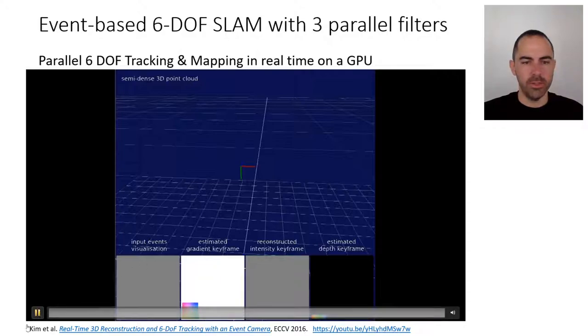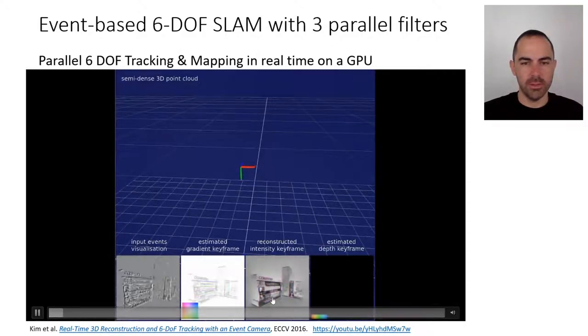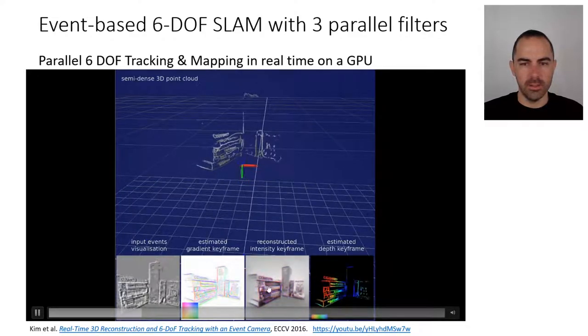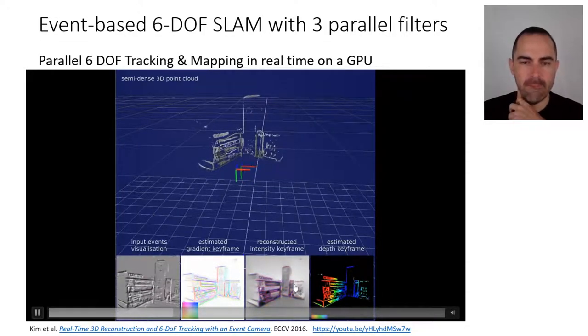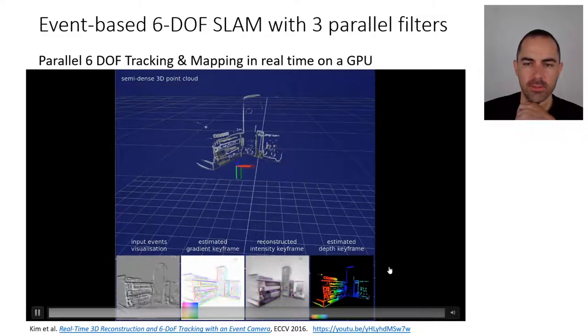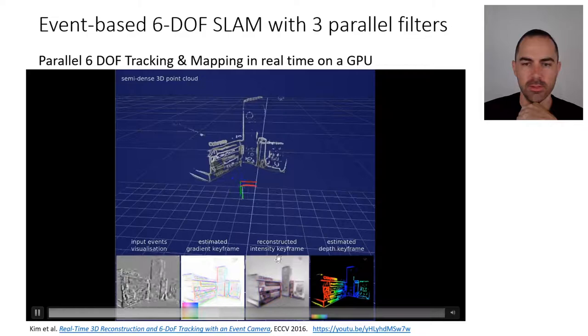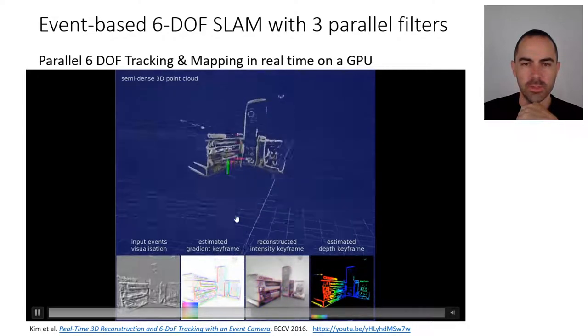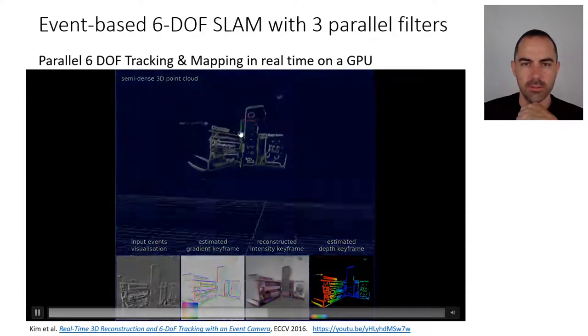Let's look with the video how it works. We can see the output of the filters at the bottom. So the events are on the left. This is the estimated gradient of the keyframe and the reconstructed intensity. On the right is the depth, right? So the output of the two filters, this is the depth filter and this is the intensity reconstruction filter. And the camera pose, we can see it with these frames in the top video.